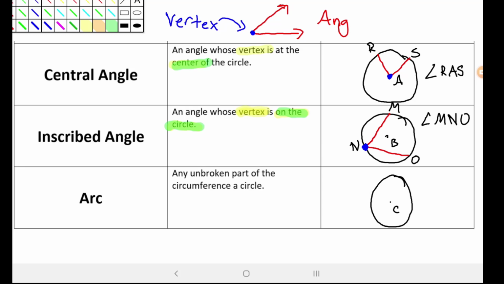And the last part. What is an arc? Any unbroken part of the circumference of a circle. So circumference, what the heck is that? Circumference is just the whole thing all the way around. So this is the circumference of the circle, the distance around the circle. All right, but we're not looking for that. What do we want? We want any unbroken part, any unbroken part.